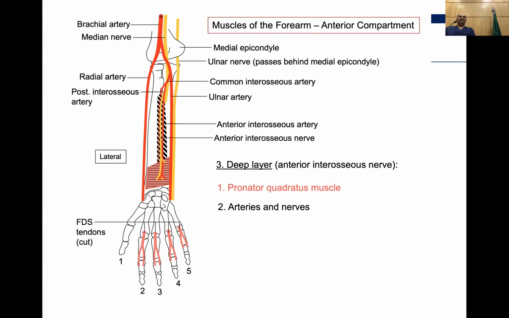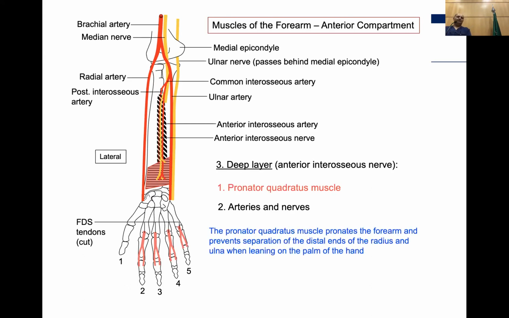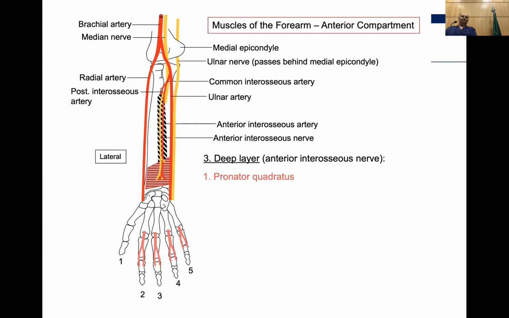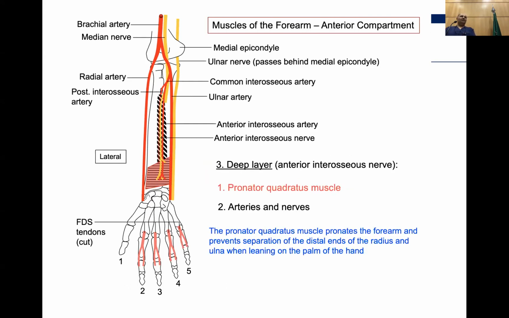Now I'm showing you these tendons. These tendons are what? Flexor digitorum superficialis. And each tendon was split. Why was it split? Because it has to give way to someone. Who has to go forward? Who's that? So these are the function of my pronator quadratus muscle.